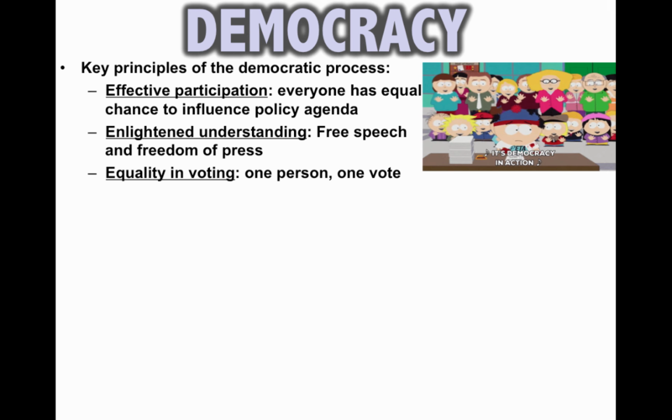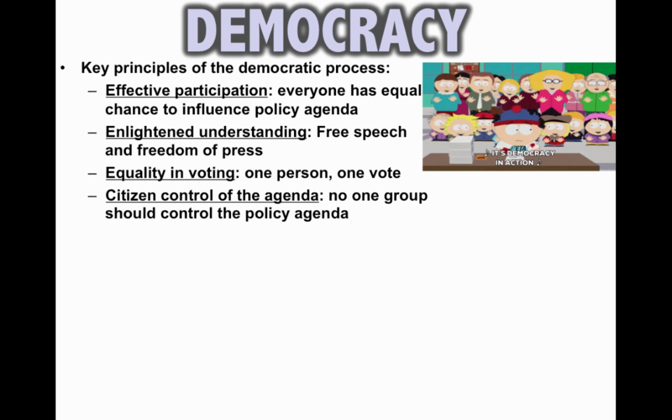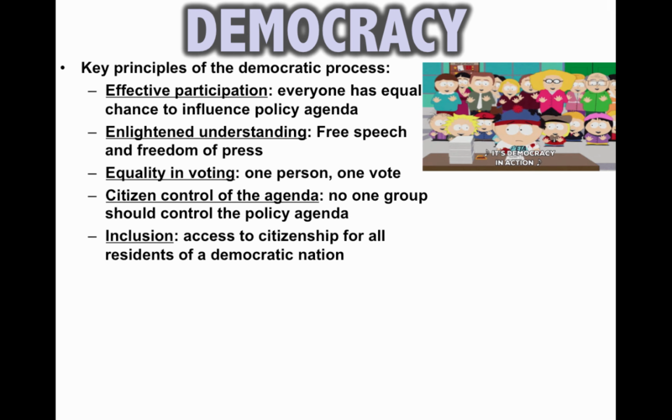Equality in voting, everyone, one person, one vote, no one group can control the policy process, and citizens' control of the agenda. You don't have any one group, and this kind of links up with equality in voting. And finally, inclusion, access to citizenship for all residents of a democratic nation. Keep in mind, this is the ideal democratic process, and this process has been challenged and tested throughout time.